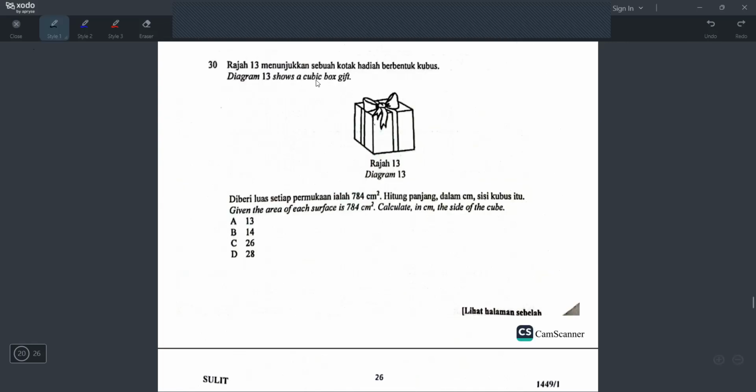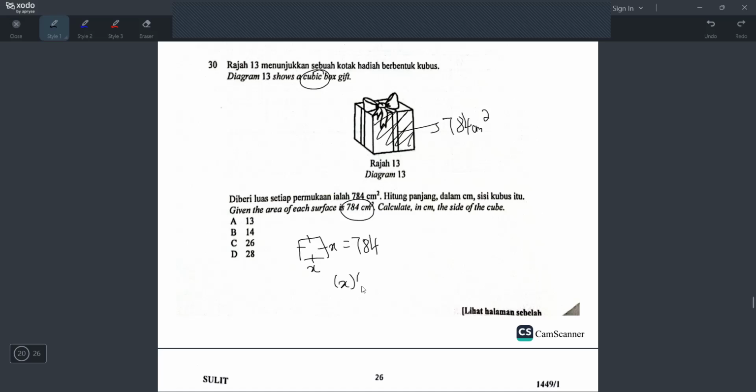Okay, number 30. Diagram 13 shows a cube. So this is definitely the same length. Given the area of each surface, so one surface like this is 784 cm square. The surface area. Calculate in cm the side of the cube. This one's so easy. How to do? Hey, they already say it's a cube, so if they say the area of a surface is 784, it means the area of the square is 784. But since all 4 sides are the same length, but we don't know the length, we just call it x.